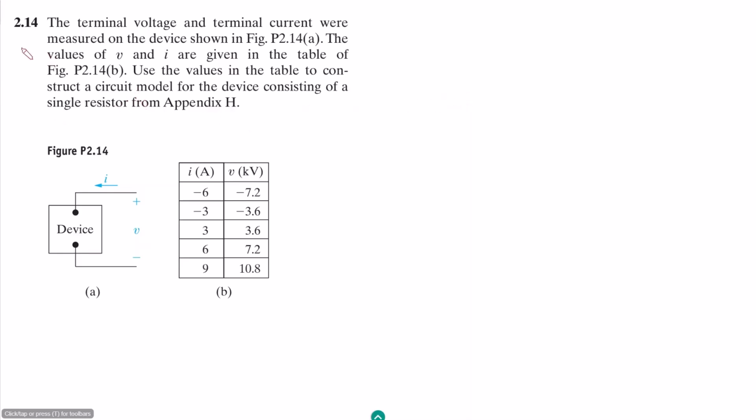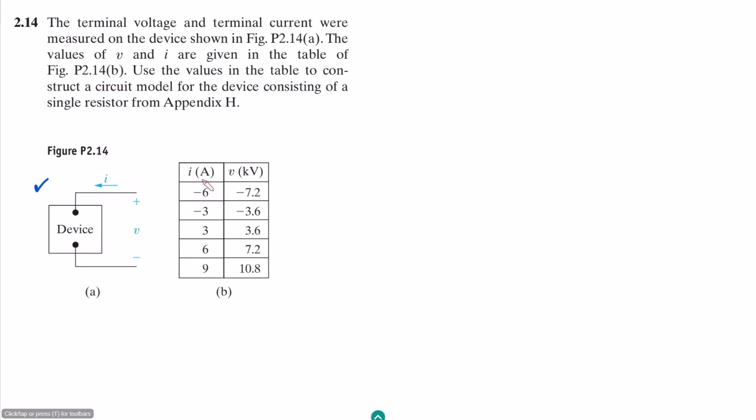So this is question 2.14 of Electric Circuits by Nilsson, and the statement of this question is: the terminal voltage and terminal currents were measured on the device shown in figure 2.14 as given here. Okay, so this is the figure 2.14. The values of V and I are given in the table of figure P2.14b.